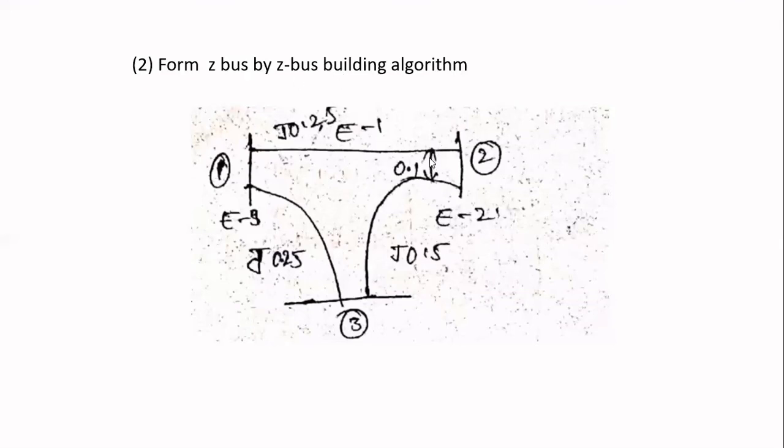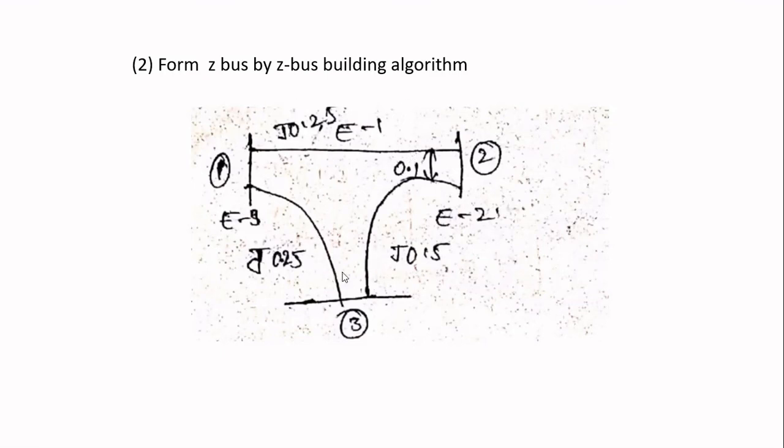If it is a branch or a link, that will be decided by the type of modification. If the link is there when we are adding the mutual impedance, then we follow one formula, and if the branch is there, we follow another formula.